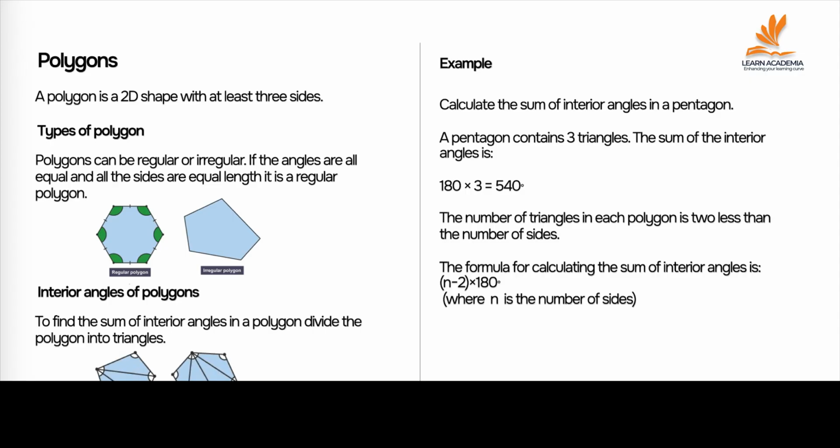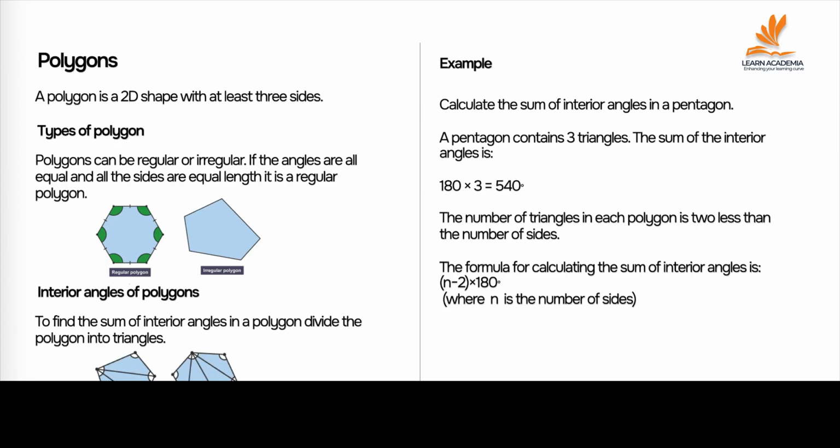Now, talking about interior angles of polygons, it says to find the sum of interior angles in a polygon, divide the polygon into triangles. The sum of interior angles in a triangle is 180. So to find the sum of interior angles of a polygon, multiply the number of triangles in the polygon by 180 degrees. I think there's a formula stated later on.